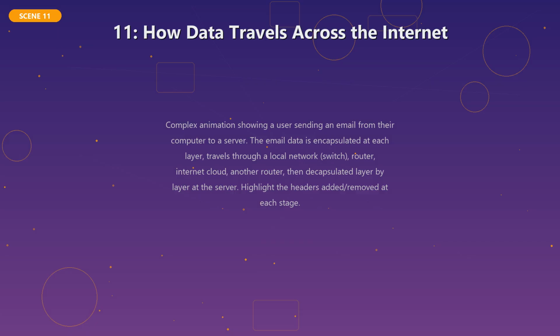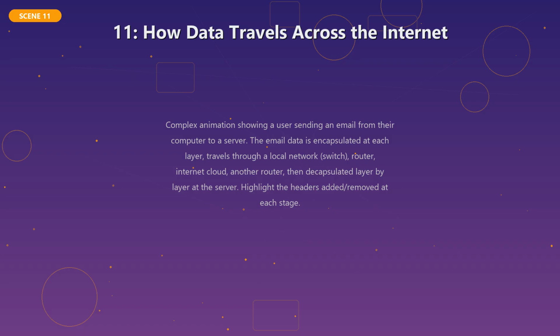We've covered the theoretical models and the addressing schemes. Now, let's bring it all together and visualize how data actually travels across the internet, using the principles we've discussed. Imagine you're sending an email from your laptop to a friend's server across the world. 1. Application layer, laptop. You hit send in your email client. Your email application, e.g., Outlook, passes the data to the application layer protocols like SMTP.